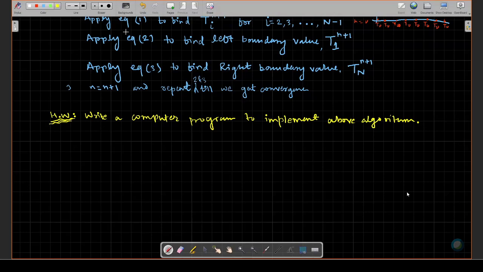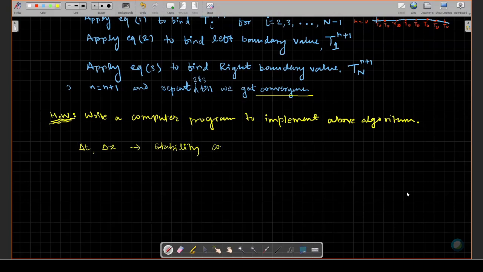Now when you are doing this, you have to be very careful choosing delta t and delta x. These things are there, right? And we know that delta t and delta x are subject to something called stability. We may not get convergence because of this stability condition.